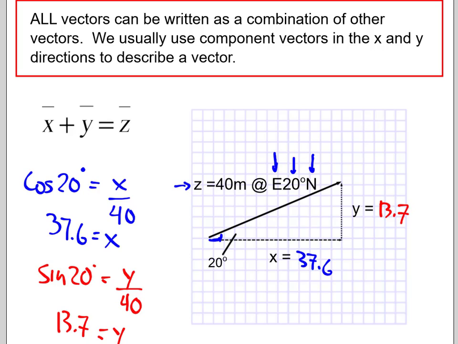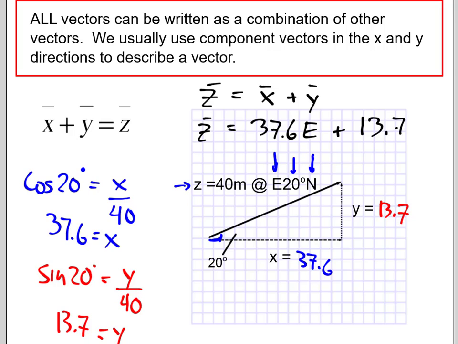So what we could say here, and this gets a little bit beyond where we want to go, is that z is equal to the x vector plus the y vector. So z is equal to 37.6 east plus 13.7 north. So we've taken that 40 meters and we've broken it down into its x and y pieces.